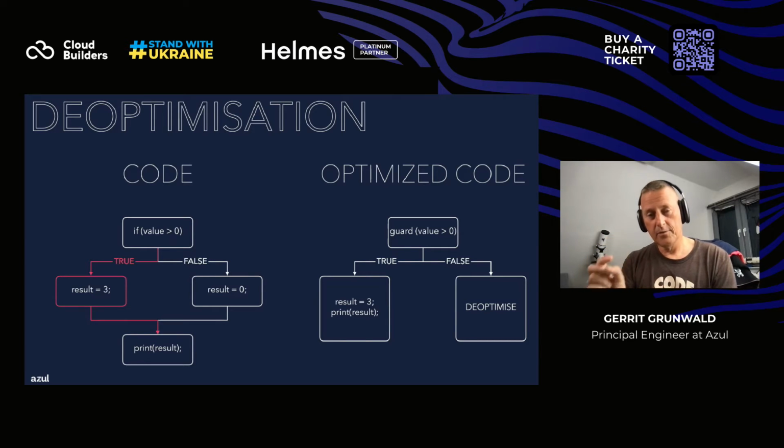If it's equal or smaller than 0, it will do a de-optimization. That means the already optimized and compiled code from C2 will be thrown away, and the whole thing will be again interpreted, C1 compilation, C2 compilation, and this time with both ways, right? With the value equal or smaller than 0 and larger than 0. So this is the de-optimization, and you can imagine that this takes time, and this costs performance. It's a performance hit. So you would like to avoid the de-optimization.